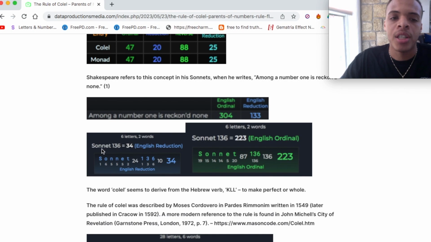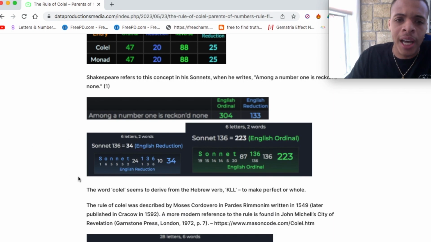So see what we have. Sonnet 136, which in a lot of cases, you can see as a Colel rule situation because we know 137 is the 33rd prime. So it's funny that William Shakespeare's sonnet 136 is just one digit away from 137, that divine number with that 33rd prime.